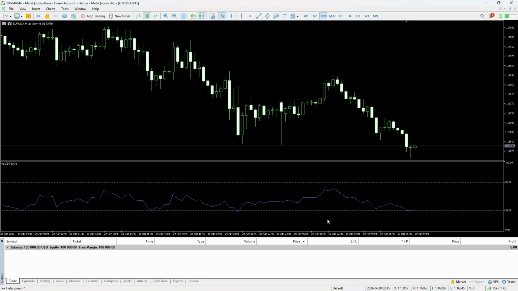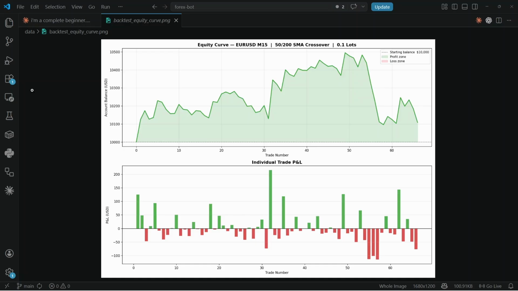In episode 5, we add RSI as a confirmation filter. The idea is simple. Before the bot enters any trade, RSI has to agree with the direction. Fewer trades, better quality entries. Let's see if the numbers improve. I genuinely don't know if it's going to work, and that's exactly why we keep going.